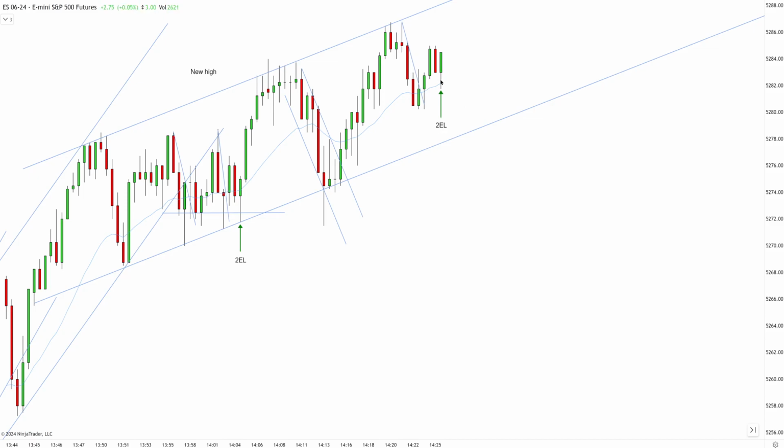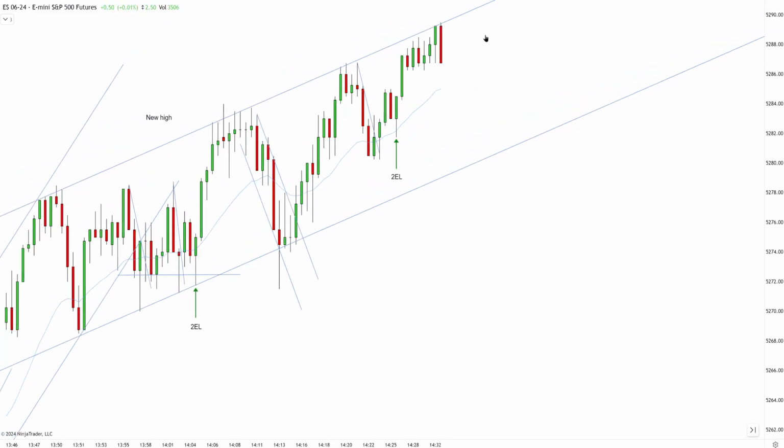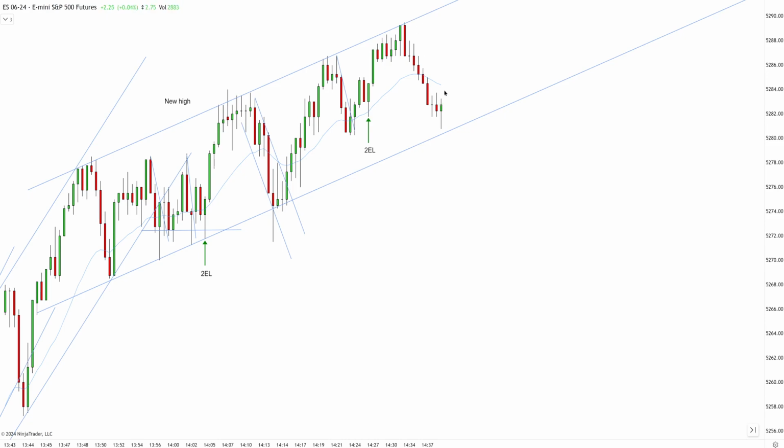So great second entry long at the EMA, price action bounced off the trend channel line as you expect, so you can expect some pullback now. Okay, market is correcting lower, so what is your thought process? Can you take a second entry long now?